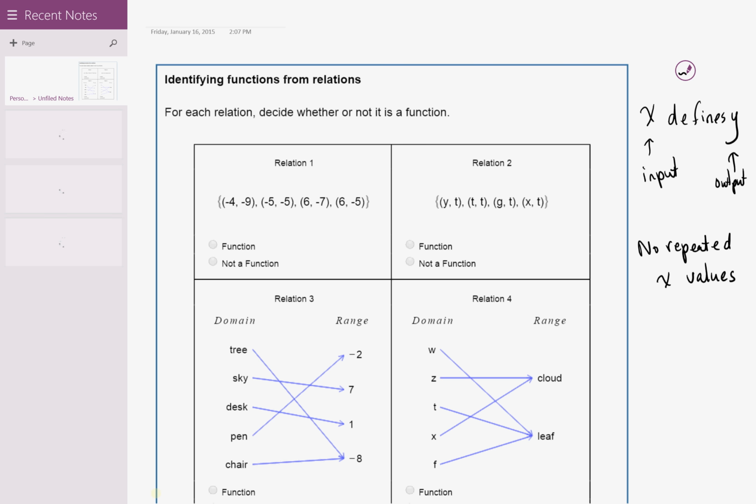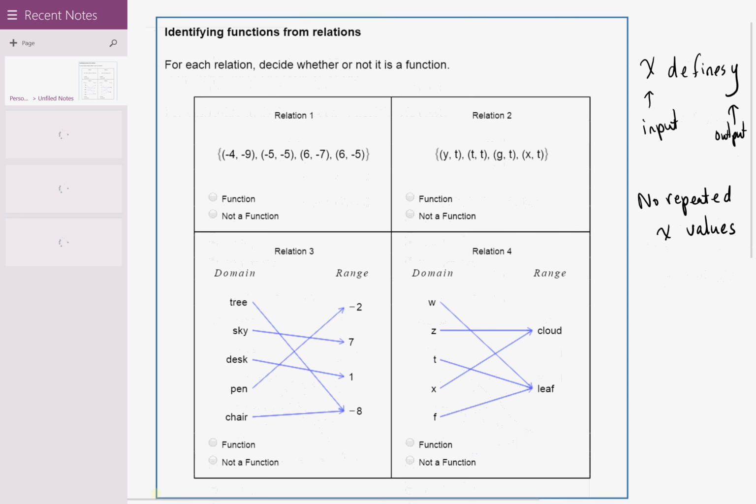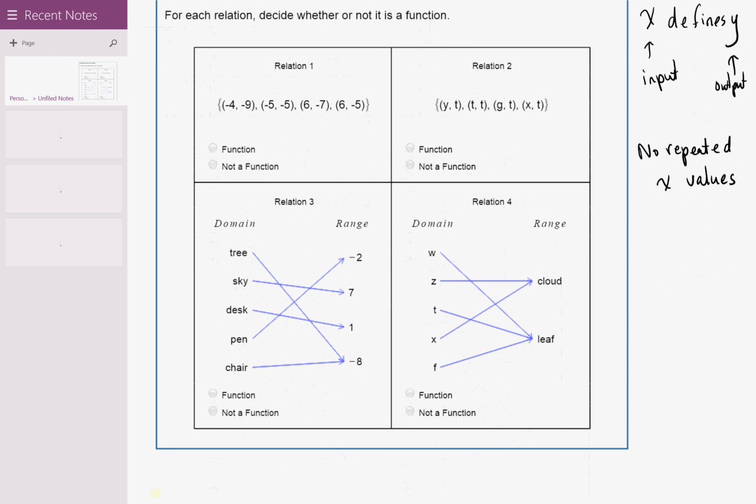So when we look at the relations that we have been given, a relation is just a set of ordered pairs. That can be a finite set, an infinite set. It can be ordered pairs of numbers, ordered pairs of letters, ordered pairs of objects. But a set of ordered pairs is a relation. We want to determine if these relations are functions.